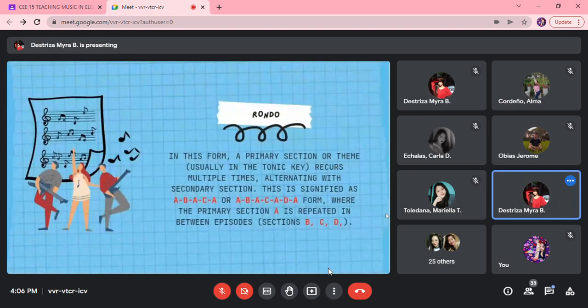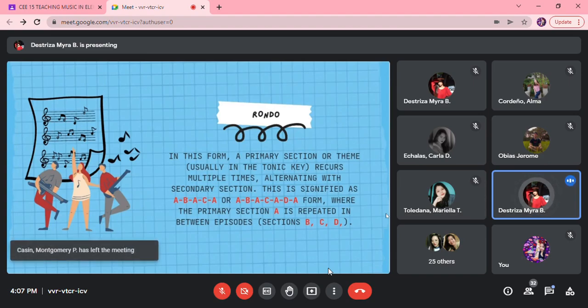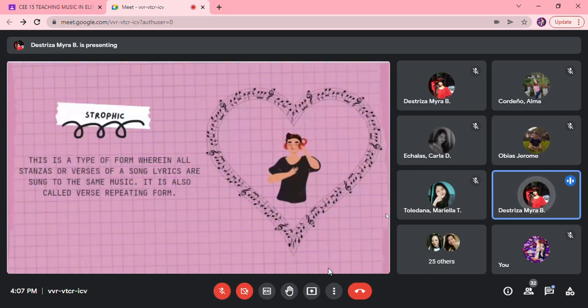Next is rondo. Its structure is ABACA. Composers will alternate the first section with other contrasting sections. By repeating the same section, it adds familiarity and stability to the song. By using contrasting sections in between, it adds interest and may serve as a climax to the song. Last is strophic. Songs that repeat the same basic multi-phrase unit throughout. And the example of strophic is Old MacDonald Had a Farm.